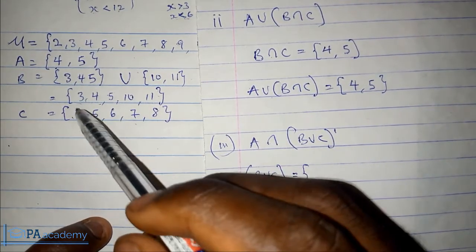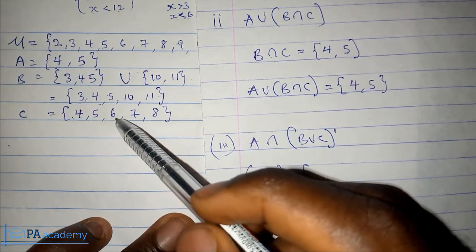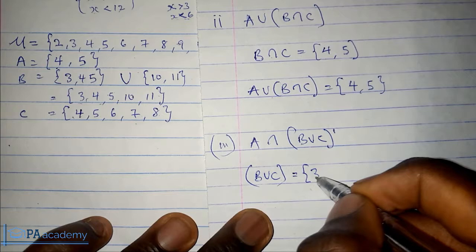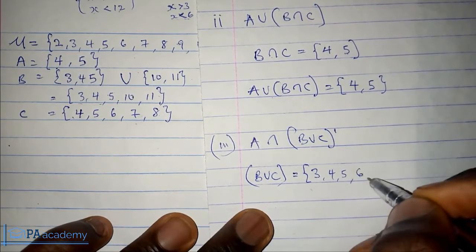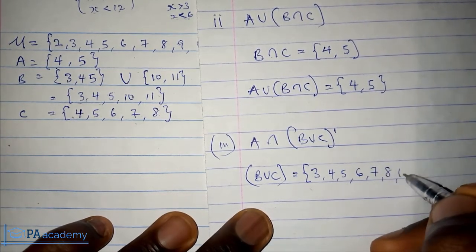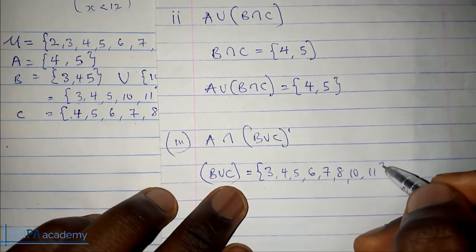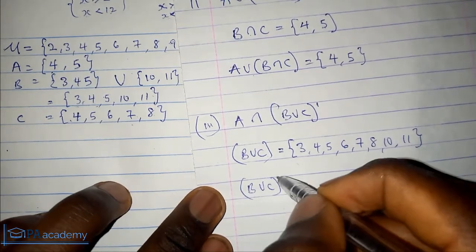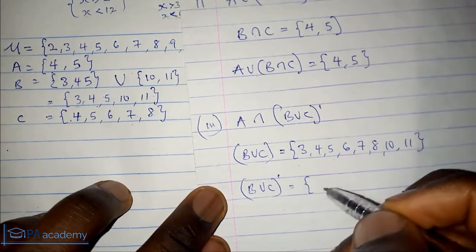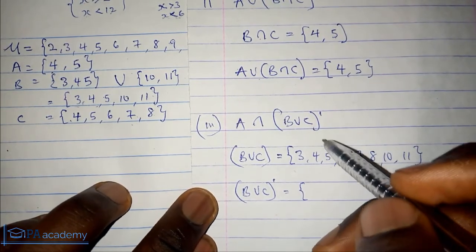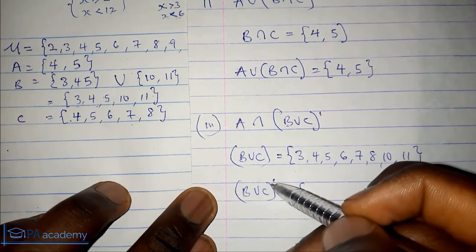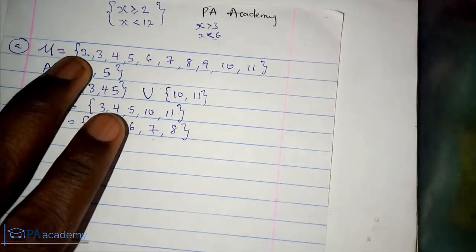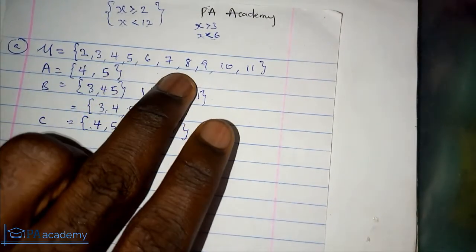So if you look at it, 3, 4, 5, 6, 7, 8, 10, and 11. So that's the union of B and C. Now let's look for B union C prime. Don't forget, when we are looking for prime, that means the elements in the universal set that are not in this B union C. So since we know our universal set, which is 2 to 11: 2, 3, 4, 5, 6, 7, 8, 9, 10, 11.